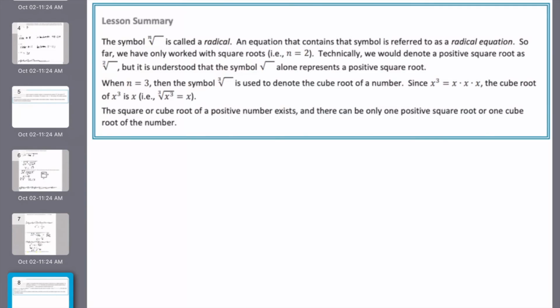So, our lesson summary. The symbol square root like that is called a radical. An equation that contains that symbol is referred to as a radical equation. So far, we have only worked with square roots. Technically, we would denote a positive square root as a radical with a 2 right there, but it's understood that the symbol radical alone represents a positive square root. And we are not worrying about cube roots, but cube roots essentially work the same. They just find out what number you multiply by itself 3 times to get to that number. The square or cube root of a positive number exists, and there can only be one positive square root or one cube root of that number.